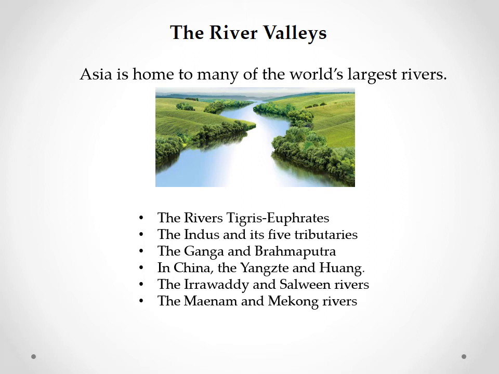The Indus and its five tributaries created the Indus Plain, spread over northwest India and Pakistan. The Ganga-Brahmaputra plains spread over northern and eastern India and Bangladesh. In China, the Yangtze and Huang He rivers form vast and fertile plains. The Yangtze, at 6,300 kilometers, is the longest river in Asia. The Irrawaddy and Salween rivers have formed fertile plains in Myanmar. The Menam and Mekong rivers have formed the plains of Indochina, while the Amur River has formed the Manchurian plain.